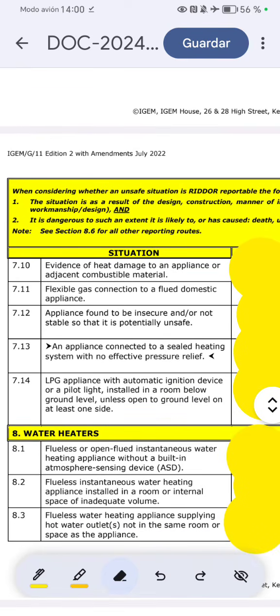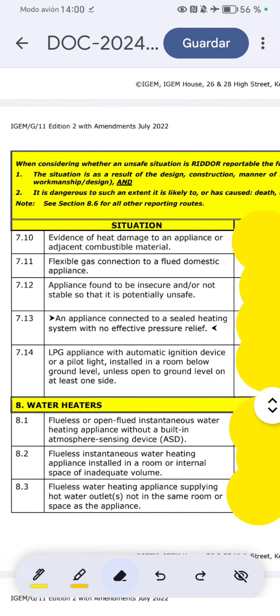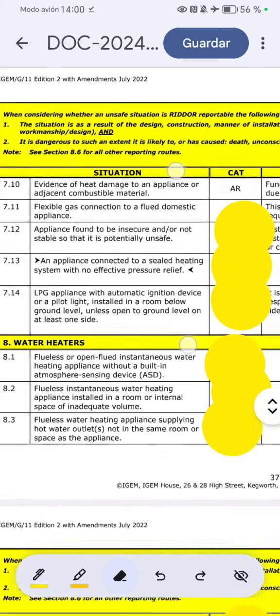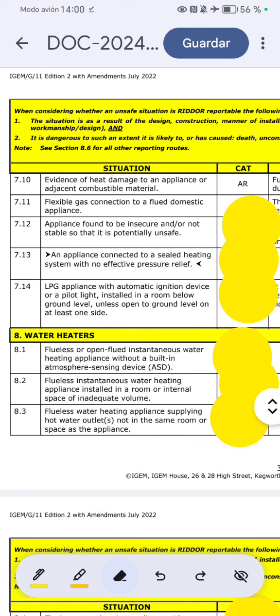7.10. Evidence of heat damage to an appliance or adjacent combustible material. Evidence of heat damage. I'm going to say at risk. 7.11. Flexible gas connection to a fluid domestic appliance. Flexible gas connection to a... I'm going to say that's at risk.